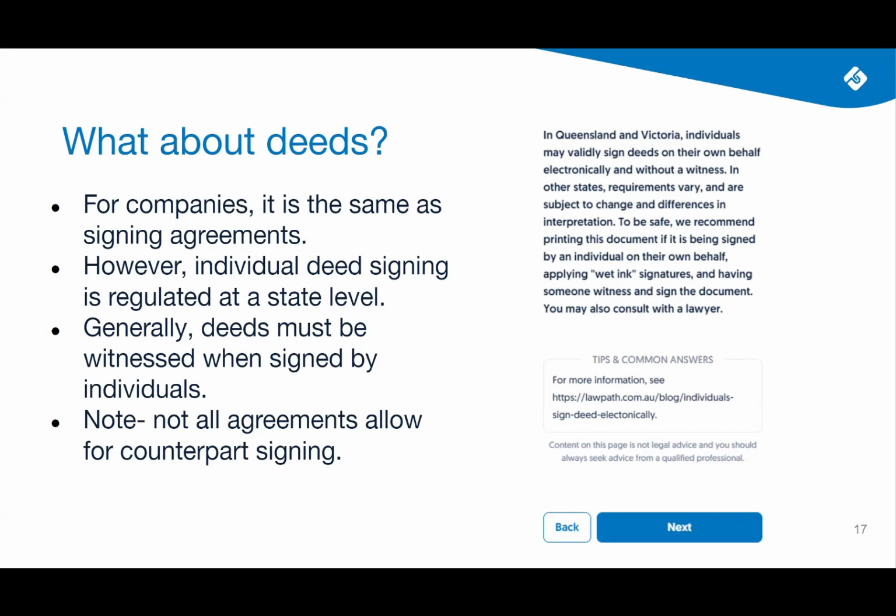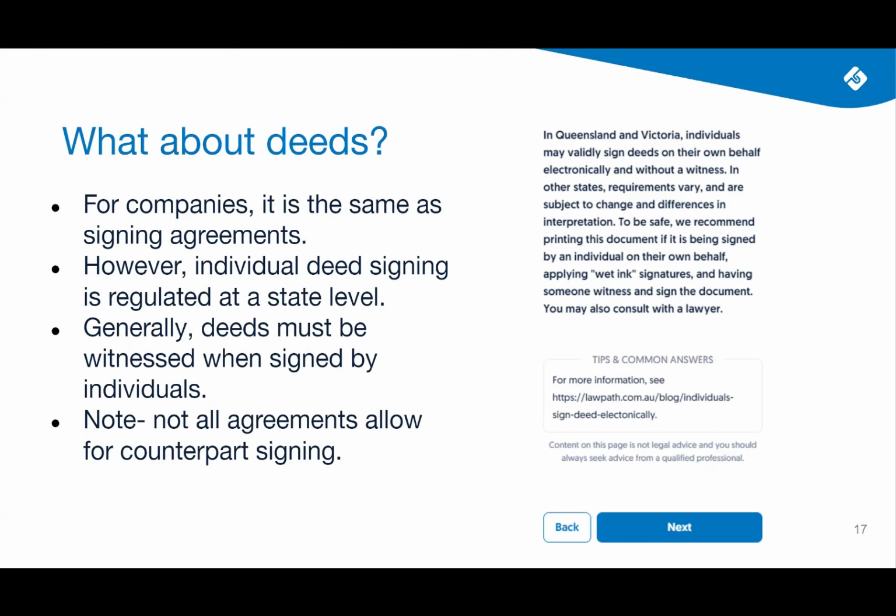That's why we provide this warning whenever we're producing a deed that can be signed by an individual. It's also important to note that not all agreements or deeds allow for counterpart signing.